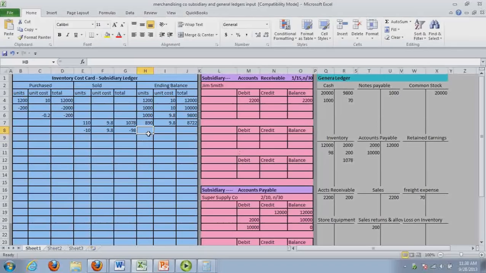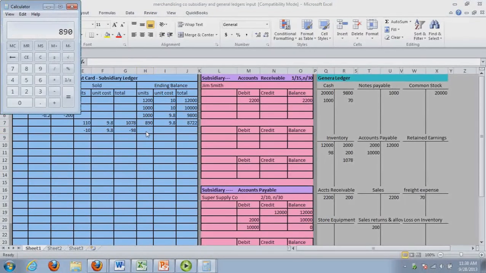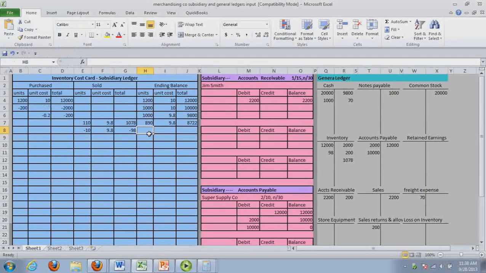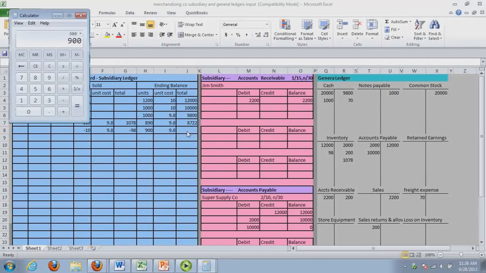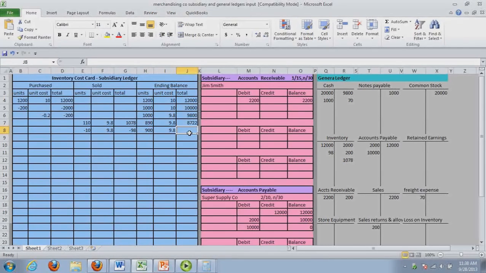If I'm reducing what I sold, two negatives make a positive, so I'm actually increasing the number of units. So this should be 890 plus 10 units. We're bringing those units home. So it's 900 at $9.80. And once again, we can do the math for that, 9.8, which is 88.20. And hopefully that's okay. So we updated that.